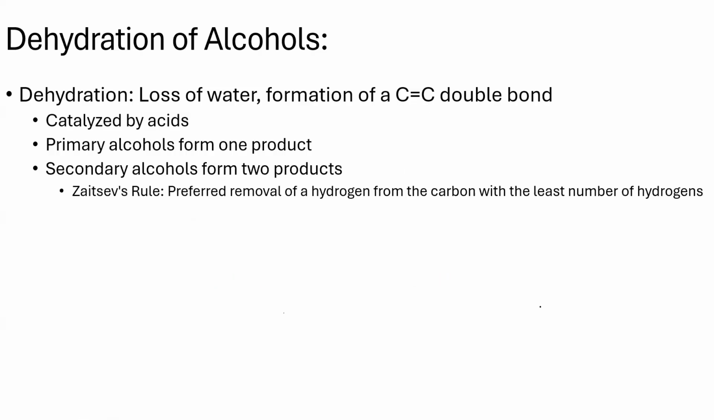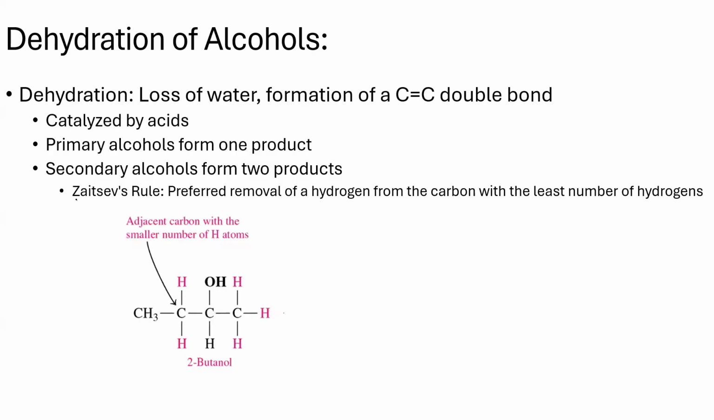Now, secondary alcohols form two different products, and they follow what's known as Zaitsev's rule. Zaitsev's rule says that you would remove a hydrogen from the carbon with the least number of hydrogens. So let's take a look. If we have this secondary alcohol, and this is a secondary alcohol because the carbon with the OH group is attached to two different carbon groups. One has one, two, three hydrogens. The other one has one, two hydrogens.